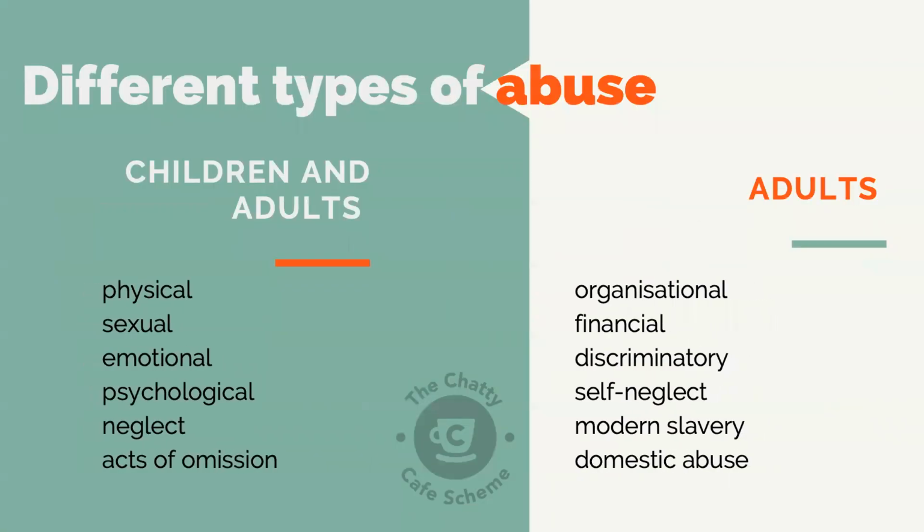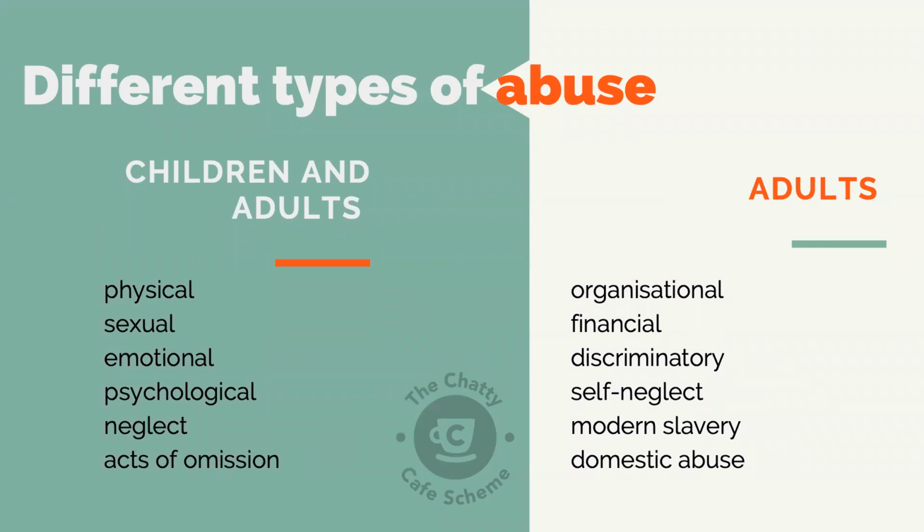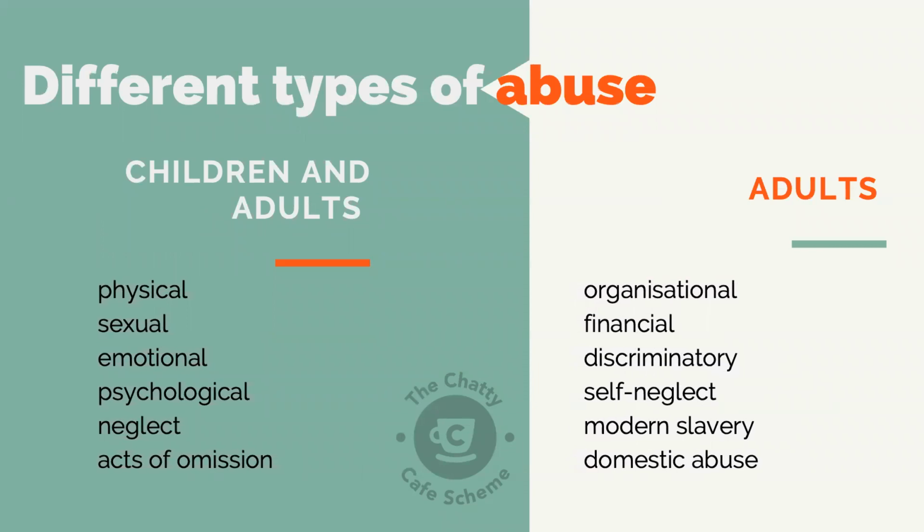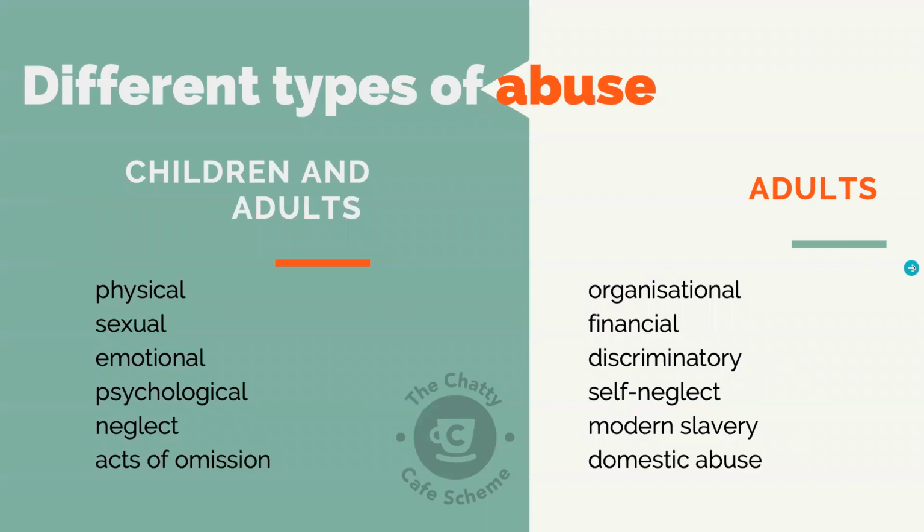Different types of abuse. There are many types of abuse, including financial and psychological, as well as the more commonly known physical, emotional, and sexual. You should not be taking the contact information of anyone who sits at your table. So if you're chatting to someone and they raise a concern, you should be encouraging them to report it themselves.